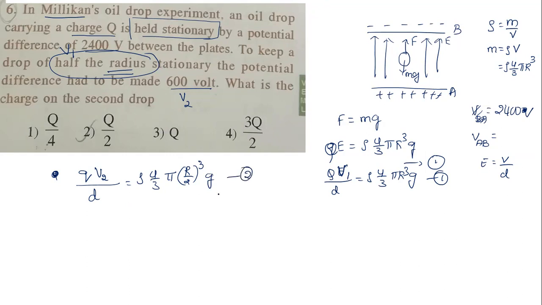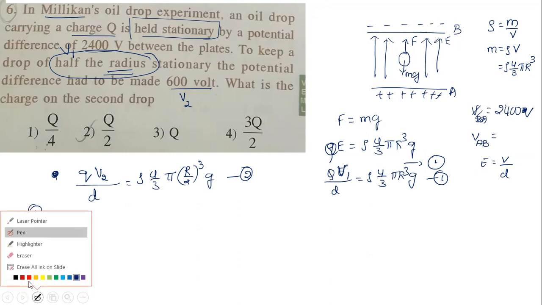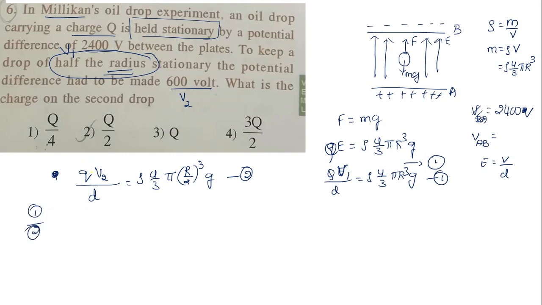Now we need to divide these two equations, equation 1 by equation 2. What is going to cancel? Directly, d and d cancel, 4 by 3 pi and rho cancel, and g and g cancel. So what is left?